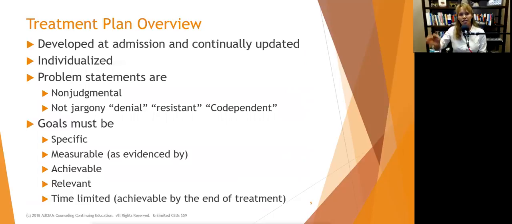That helps the person keep moving forward. It helps the person learn how to set goals. It helps the person see incremental progress, which is empowering to them. Treatment plans are individualized. So even if I have two clients that have the same presenting diagnoses, they're probably not going to have the exact same issues or treatment. Problem statements are non-judgmental and not jargony. We want to avoid terms like denial or resistant or codependent. We want to identify what the client is doing or not doing.